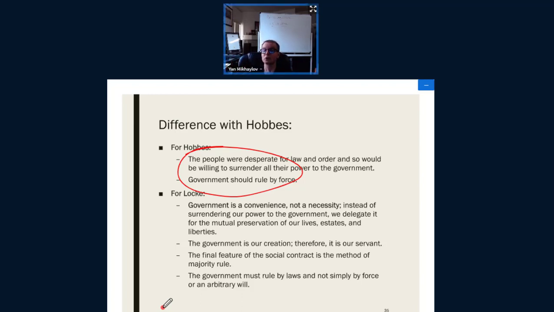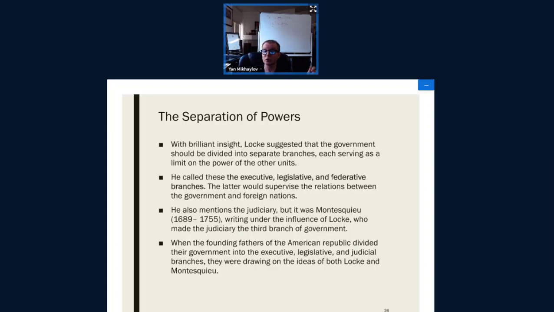For Locke, that's not the case. For Locke, the government should be responsible to the people, and people actually have a right to rebel. They have a right to revolution if the government does not follow what it is supposed to do. So Locke had a huge influence on the founding fathers of the American Revolution. That's one of the ideas behind the Constitution we have. But government should be responsible to the people.